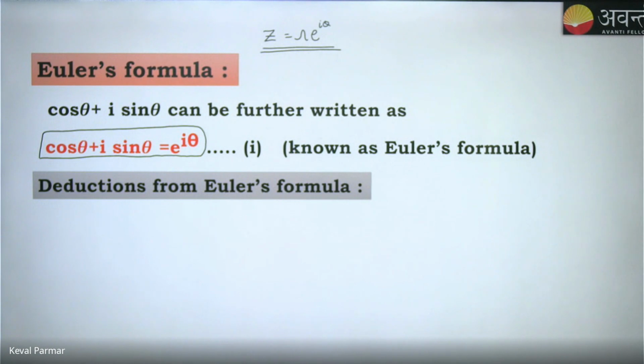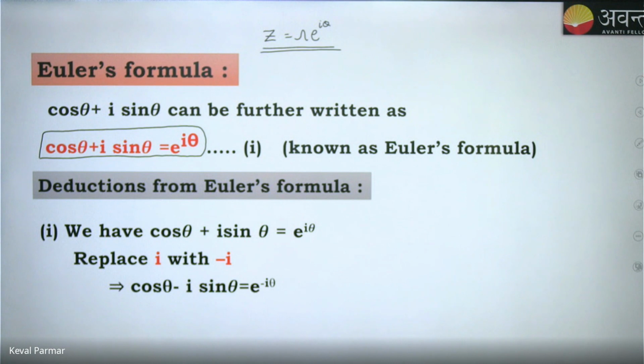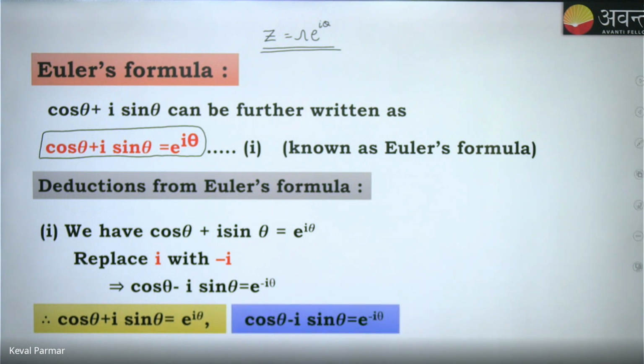So yeah, chalo. Let's see. Cos theta plus i sine theta is e raised to the power i theta. So if we replace i with minus i, that is if we take the conjugate, then what does it mean? If we take the conjugate, then it will be cos theta minus i sine theta with e raised to the power minus i theta, right?